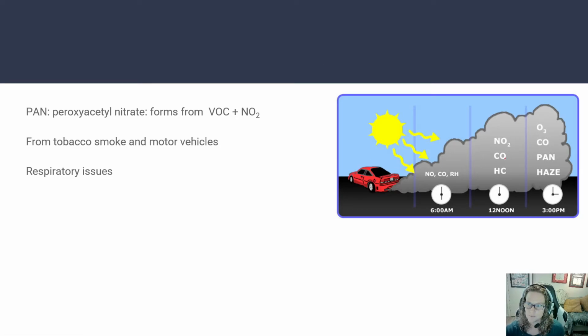You may have noticed this PAN over here, peroxyacetyl nitrate, and it also comes from the VOC and NO2 thing. So not only do you get ozone, you can get some other chemicals, and these PANs can persist for a while and they're annoying and they are another contributor to smog, and they can come from tobacco smoke or vehicles. So if you're still smoking, if you're a vaper, you're putting this peroxyacetyl nitrate into your body, and it's causing a lot of problems for you, or it will over time.